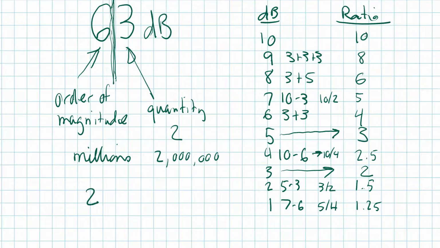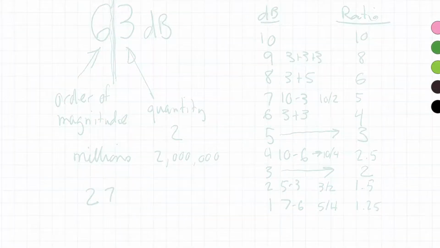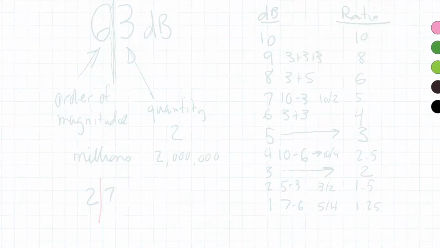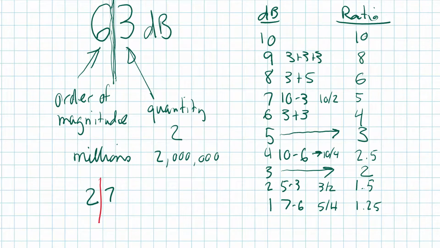All right, let's try another example. Let's try 27. And I'll just draw a little line between the magnitude and the quantity values here. So we have a magnitude of 100s, and the quantity is 7. If we go back to our table, 7 gives us a ratio of 5. So 5 hundreds, or 500.